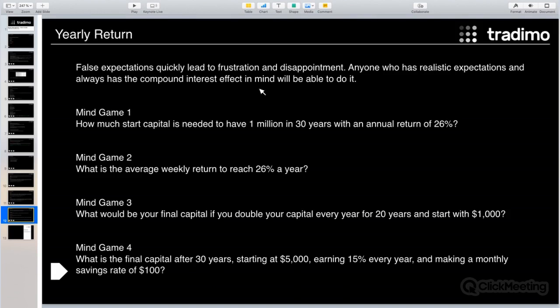if you have an annual return of 26%. So of course, I know this is just a guessing game, but I want to play this guessing game with you. So please don't use a calculator. Just shoot out, what kind of number do you have in mind? What do you think? What starting capital is needed to get 1 million in 30 years with an annual return of 26%? What do you think?